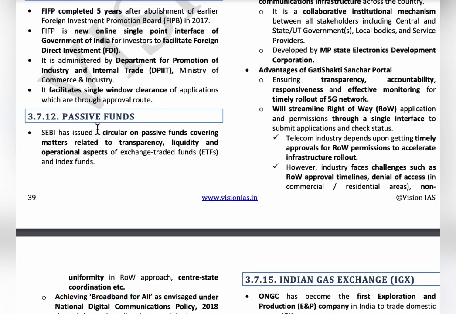The next topic is passive funds. So the funds which are invested based on the market index or specific market segment are called passive funds. So SEBI has issued a notice on some passive funds.